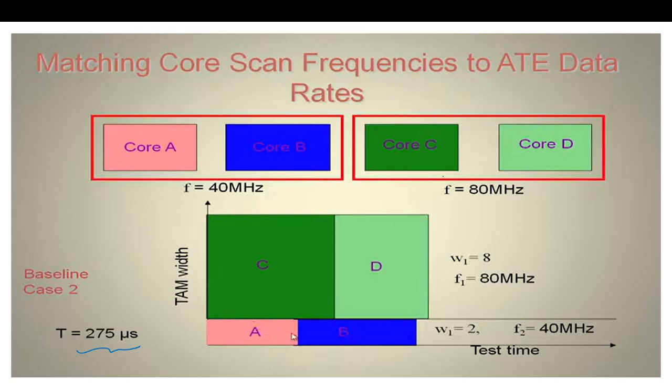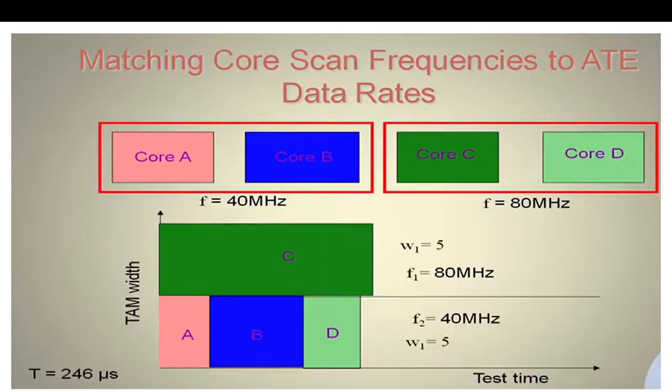Here we are testing the C and D cores, which support 80 megahertz, with the 80 megahertz channel, and A and B with the frequency of 40 megahertz. So you can see this is reduced. So, matching core scan frequencies to the ATE data rate.